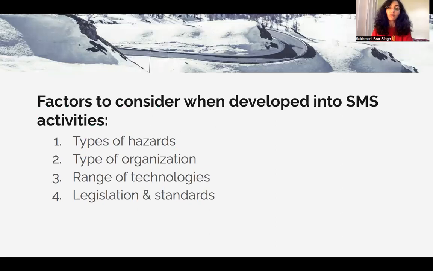So there are some factors that you want to consider when you develop SMS activities. First of all, you want to consider the type of hazards that you're dealing with. Are these simple or complex hazards? Are there lots of hazards or just a few? Number two, you want to consider the type of organization that you're dealing with. What is the hierarchy like? What are some of the activities that are done in this organization? Is this industrial construction or is this a public company? You know, you want to know this type of information when you are implementing SMS activities. Number three, the range of technologies that are made available to implement your SMS activities. And finally, legislation and standards.